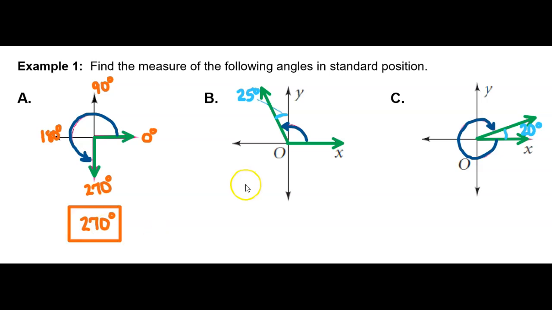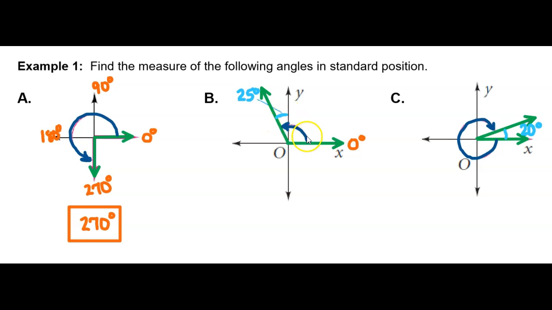Okay, let's look at example B. So our initial side here is at 0 degrees. And they want to know what this dark blue angle is here. They're telling us this little piece right here, the light blue, from here to here is 25 degrees.